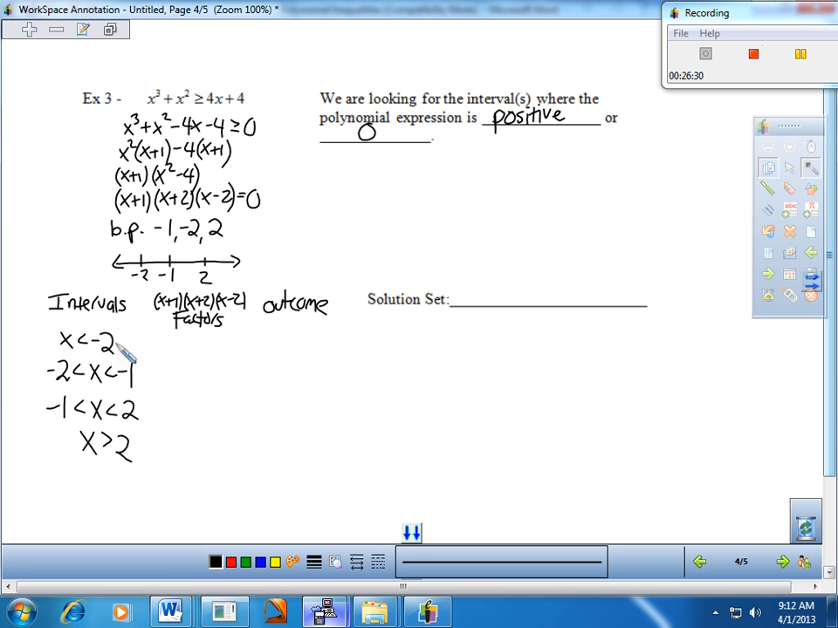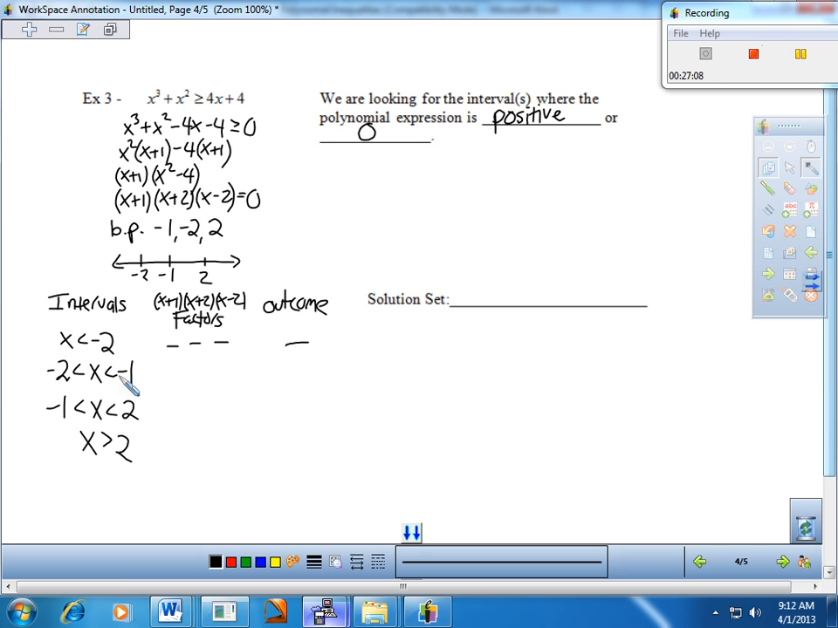So here we go. Something to the left of -2. I'll pick -3. -3 plus 1 is negative. -3 plus 2 is negative. -3 minus 2 is negative. Negative times negative times negative will always give you a negative number. And so as a result, we're looking for positive. Nope, wrong interval. Doesn't produce the desired outcome.